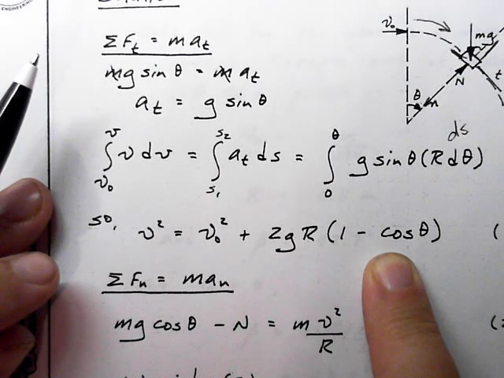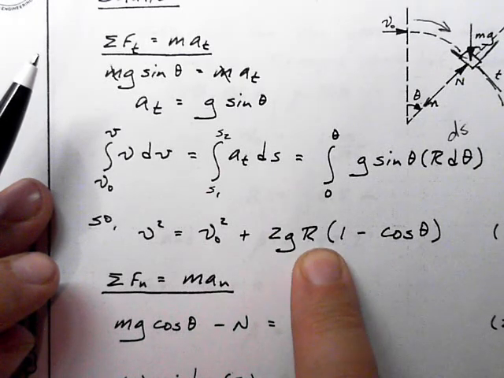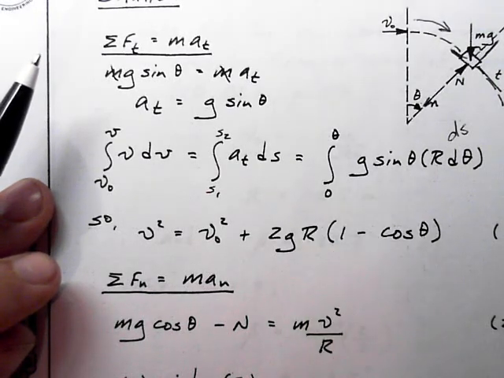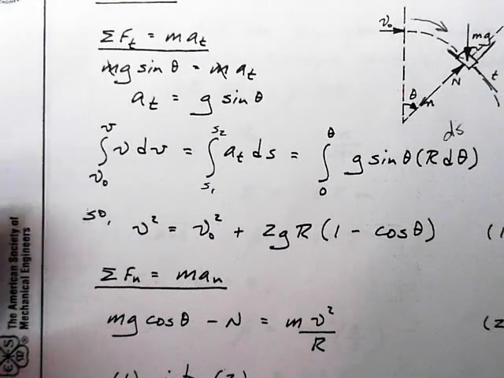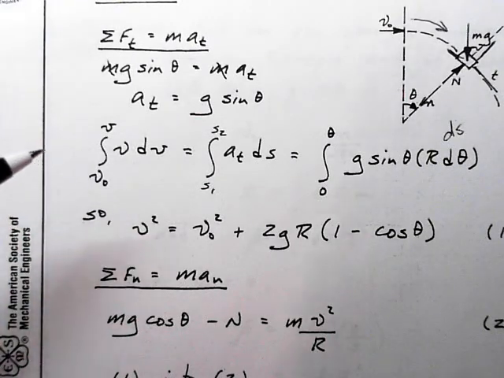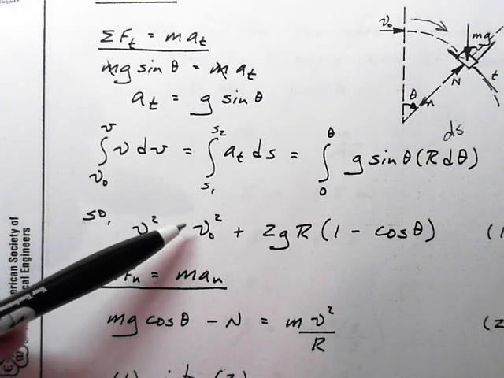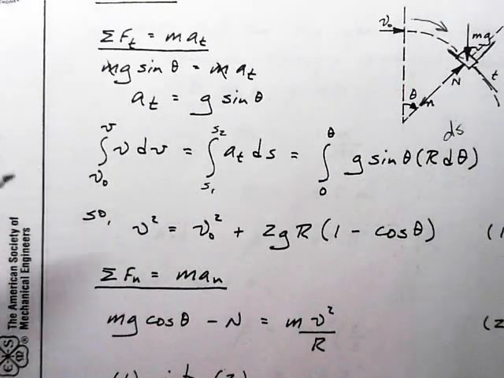We start to notice that on swing problems, we get this r times (1 minus cosine theta) almost every time. And so now we've got a relationship between our final velocity at any angle theta that we care about and our starting velocity and the geometry of the curve and gravity.